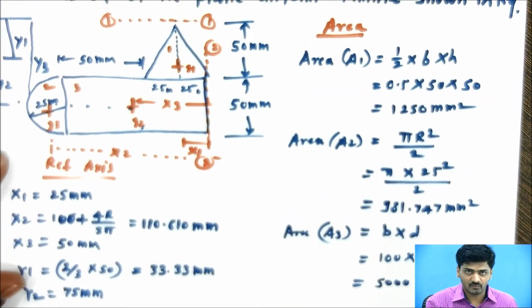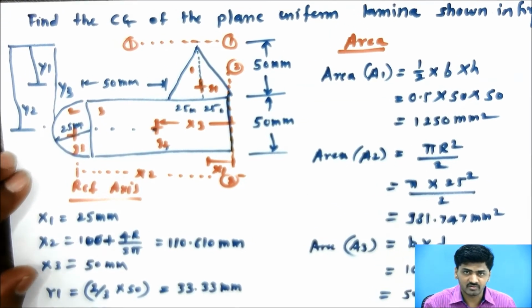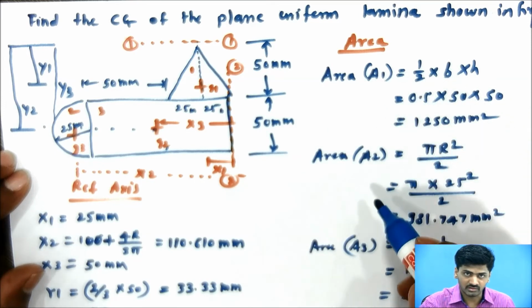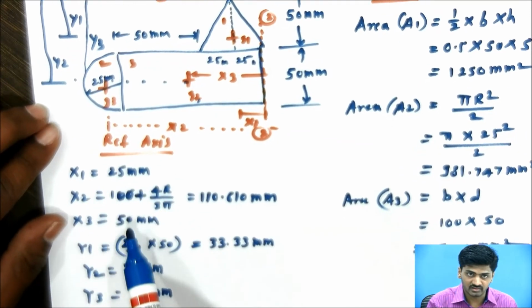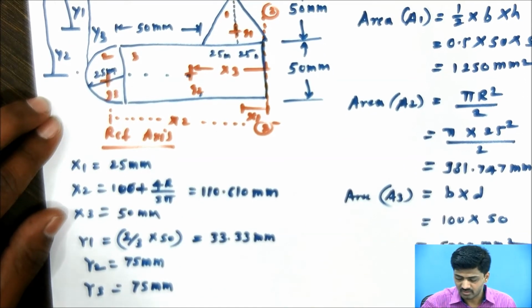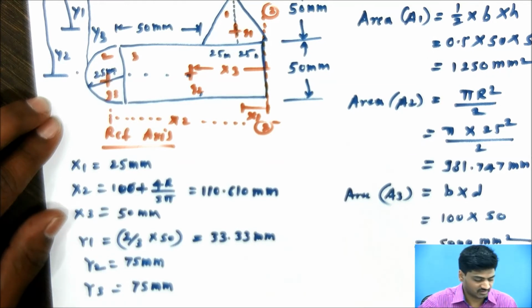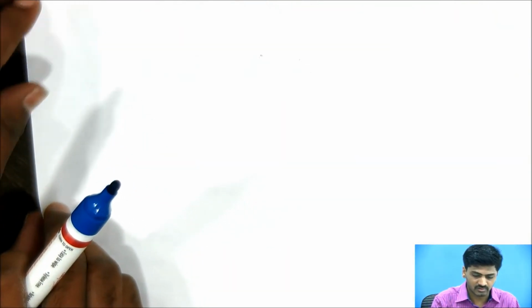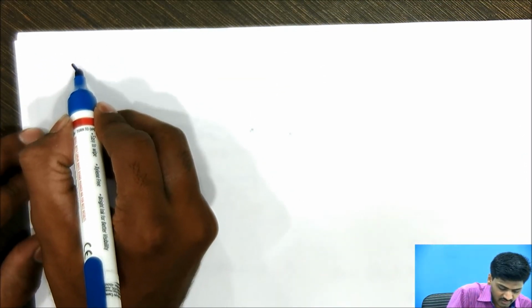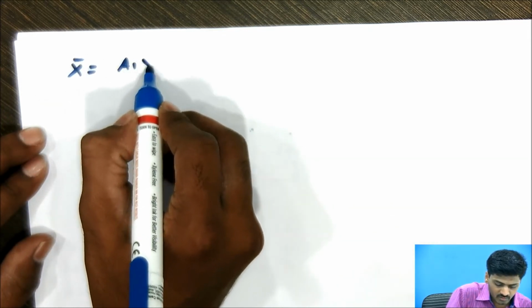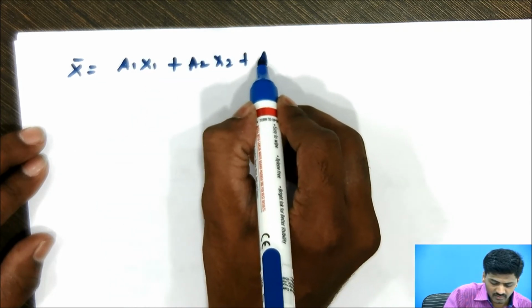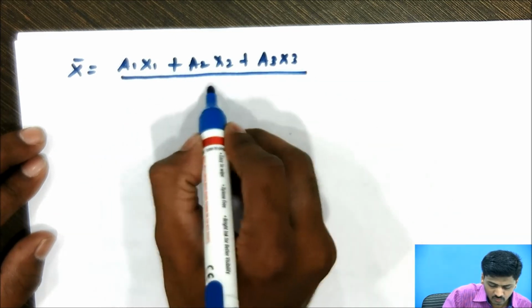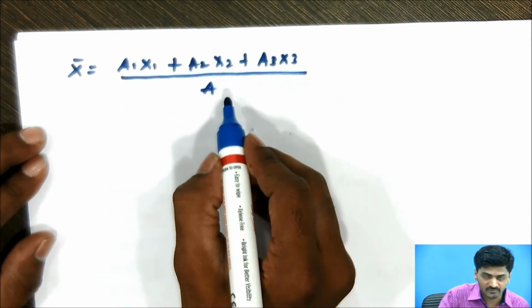So my dear friends, let's observe here. We have calculated by considering the figure. First, the area of all the figures. Second, we have considered the reference axis, and from that we have calculated the centroidal distances. What is your next step? Your next step is to calculate the centroid, that is x bar and y bar. How to calculate it? To calculate x bar and y bar, we need a formula. x bar is equal to a1 x1 plus a2 x2 plus a3 x3 divided by the total area, that is a1 plus a2 plus a3.